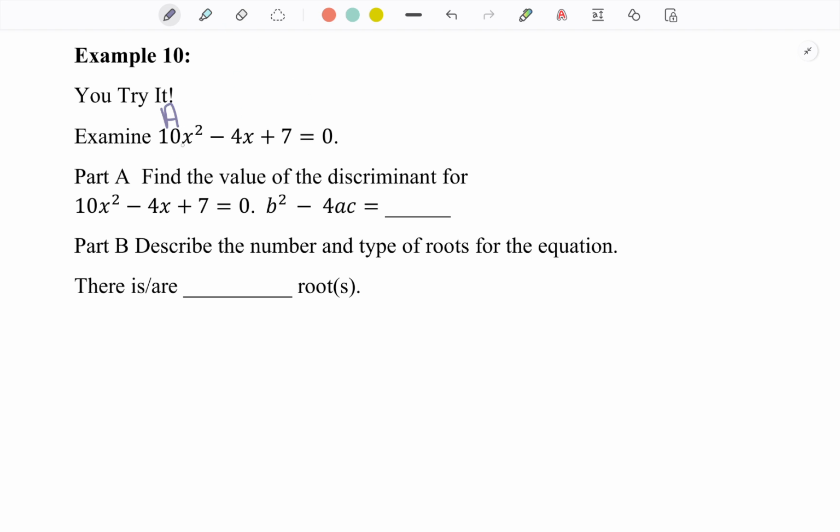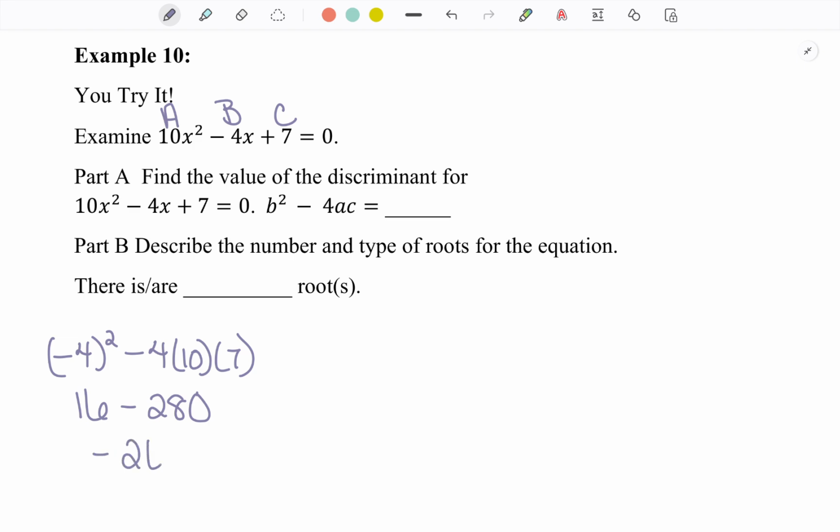So A is 10, B is -4, C is 7. So we are going to have b squared, so -4 squared minus 4 times 10 times 7. So we have 16 minus 280. And so 16 minus 280 is -264. So our discriminant is negative, and that means that we have two imaginary roots.